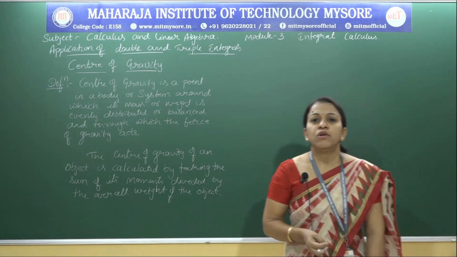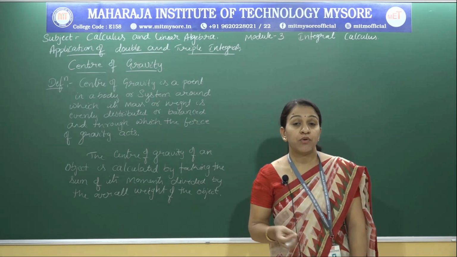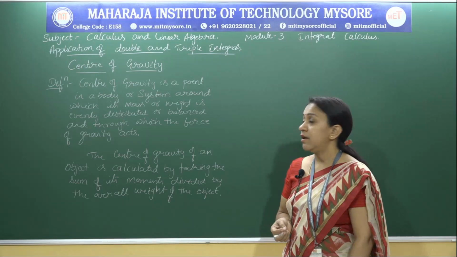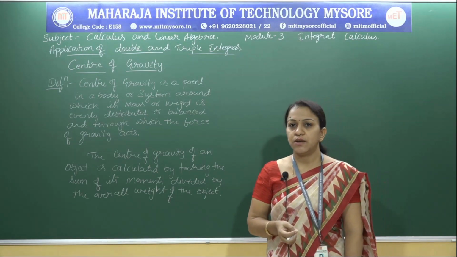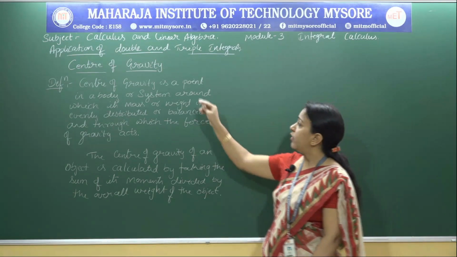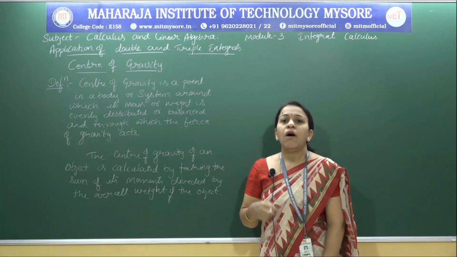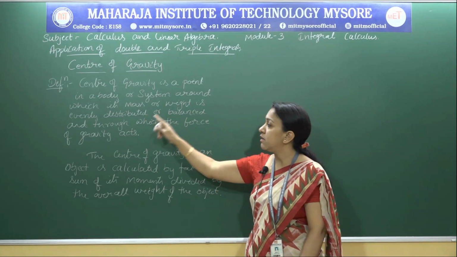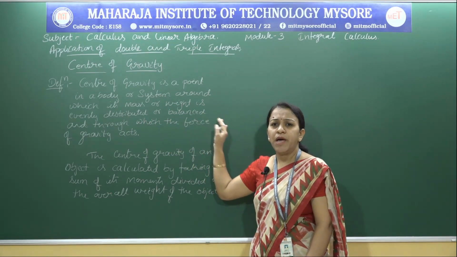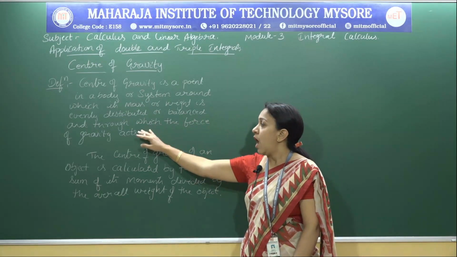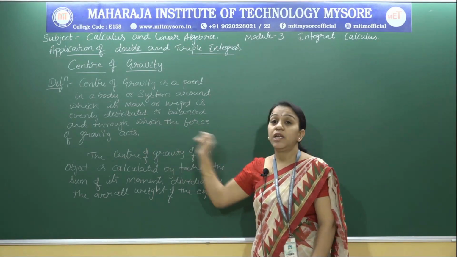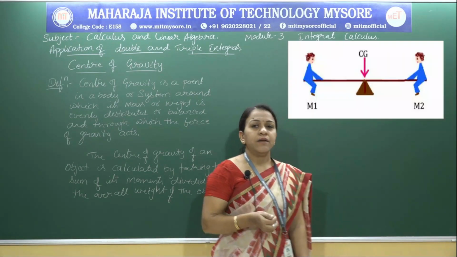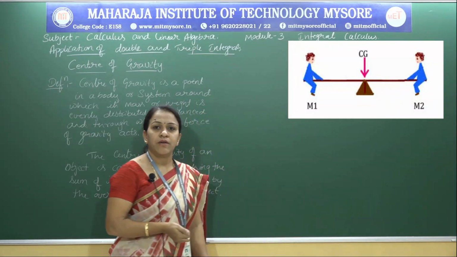Before going to the standard result of center of gravity, let me define what the center of gravity is. We should know what it is, right? The center of gravity is a point in a body or in a system around which its mass or weight is evenly distributed or balanced, and through which the force of gravity acts. That is called our center of gravity.